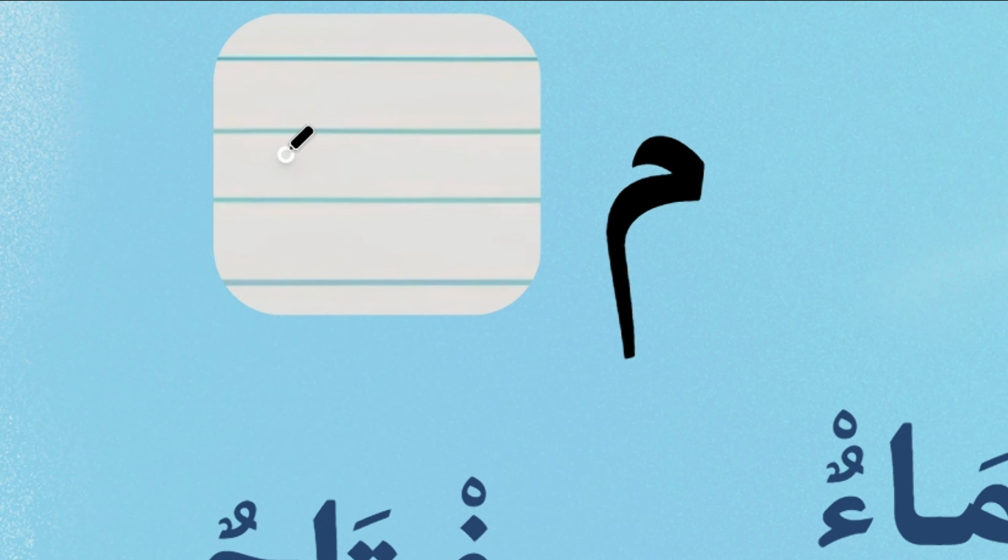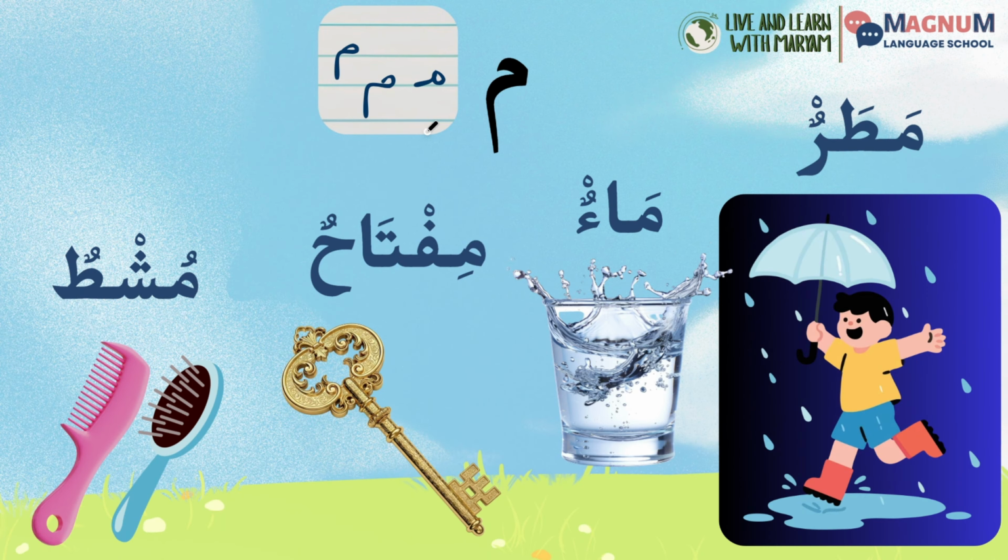How to write Meem? Like this or like this. These are correct ways of writing Meem. Okay, the words with Meem. Meem for Matarun means rain. Meem for Ma'un means water.